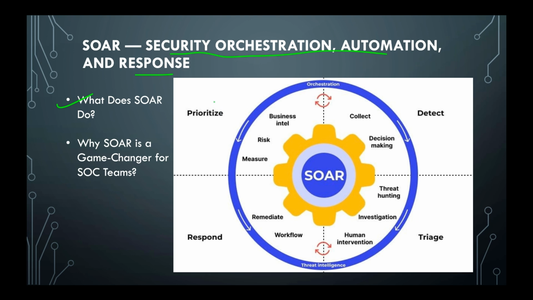So here is the breakdown of all the terms that we are using here. Orchestration makes your tools talk to each other instead of working in silos. Automation handles boring repetitive jobs like triggering alerts, gathering threat intel information, or creating incident tickets. And then we have response. Response runs playbooks for you, like blocking the malicious IP, quarantining an endpoint, or firing off notifications.